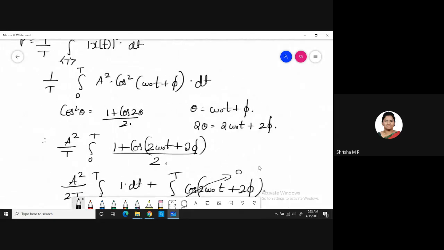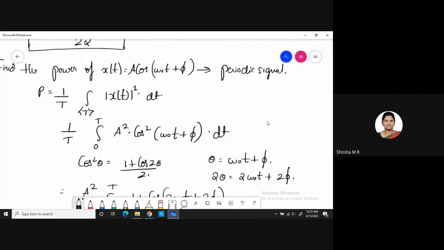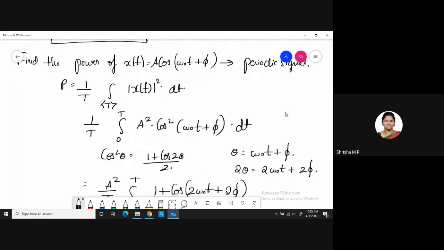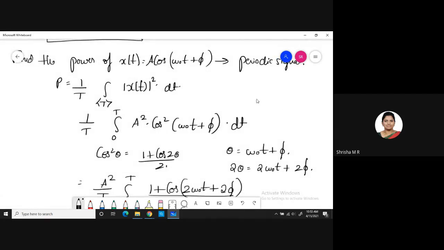So we have to find the power of periodic signals. We find energy of aperiodic signals. A cosine wave is a periodic signal, so we find power. They have given you to find power, so you can directly go ahead and find the power of this continuous time cosine wave.